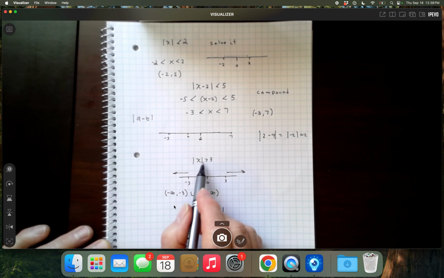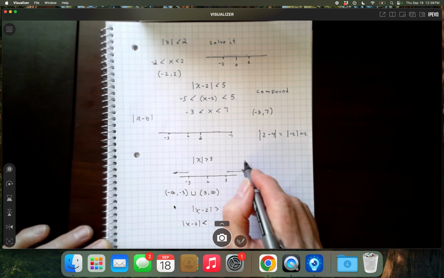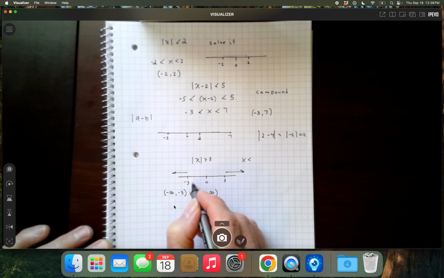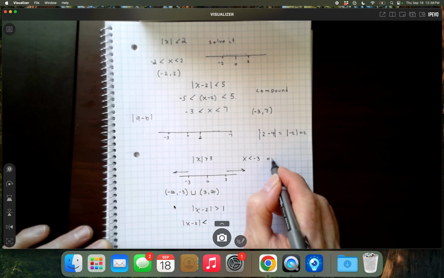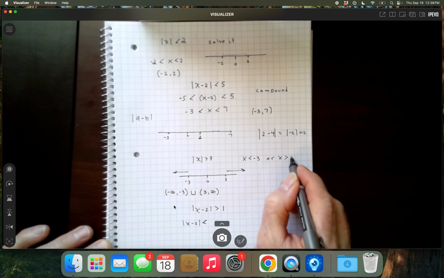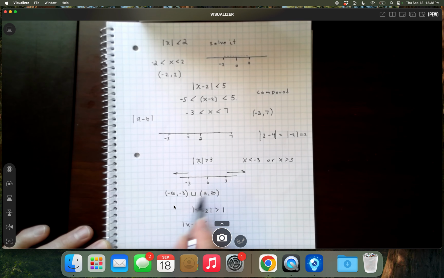Let me go back over this. Absolute value of x is greater than 3, that means x is to the left of negative 3, or x is to the right of 3. Then we put it in interval notation.